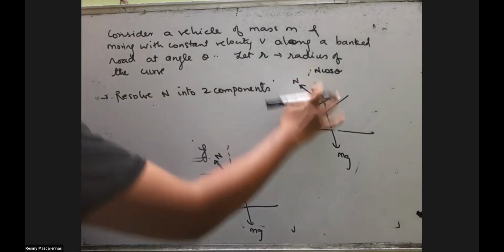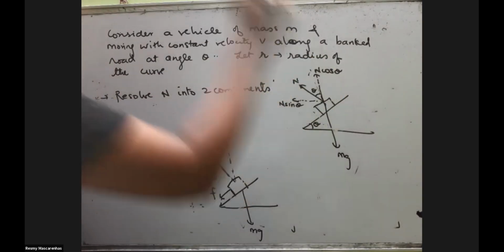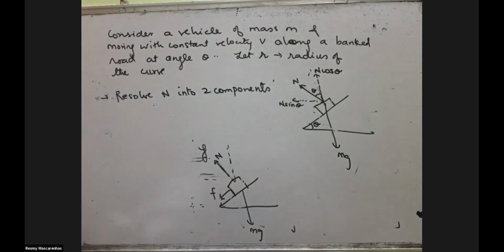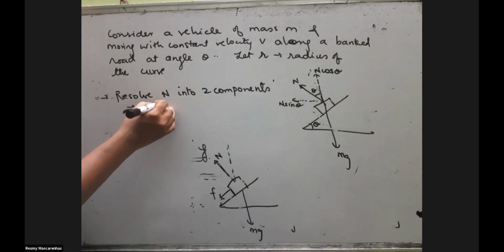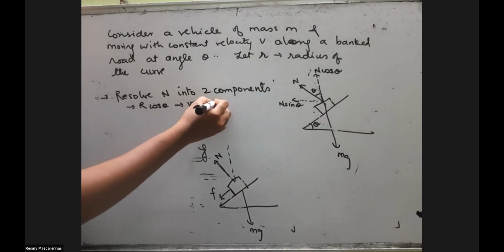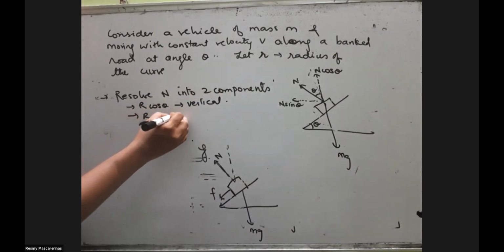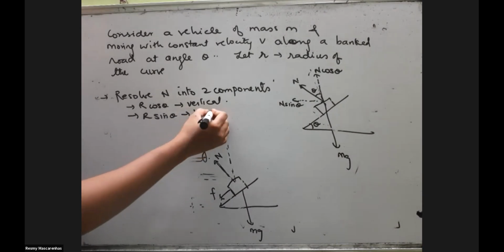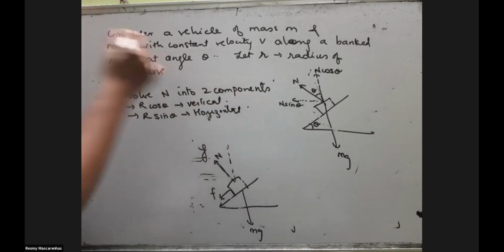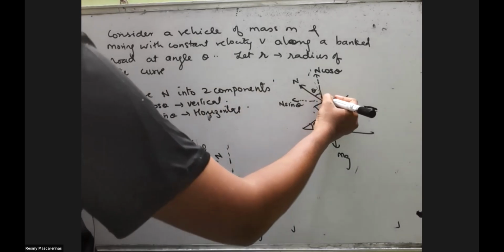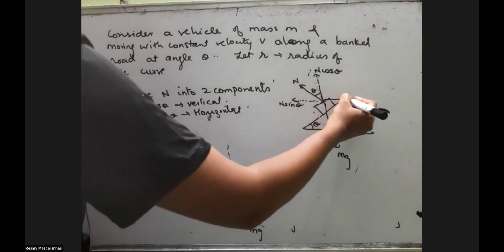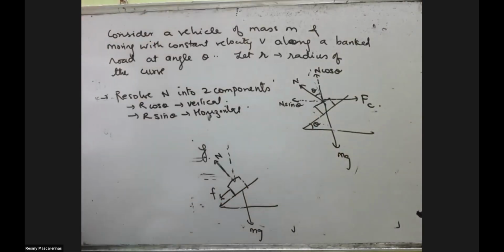It's a straight line, huh? Look properly straight. So that is N cos theta is vertical and N sin theta is horizontal component. So these are the two components. And there will be always a centripetal force. Okay, centripetal force is Fc on the other side.